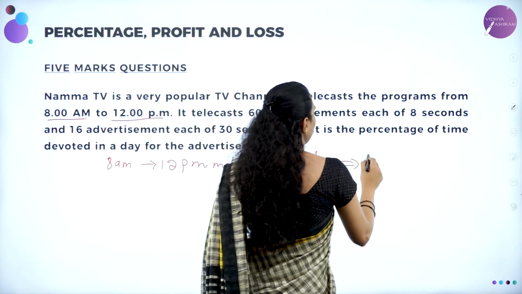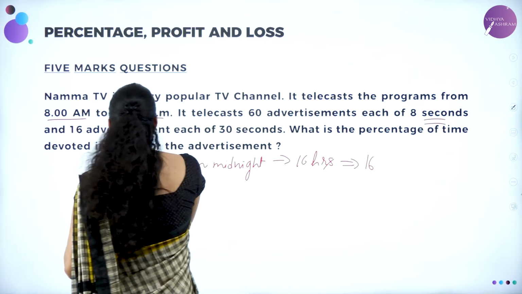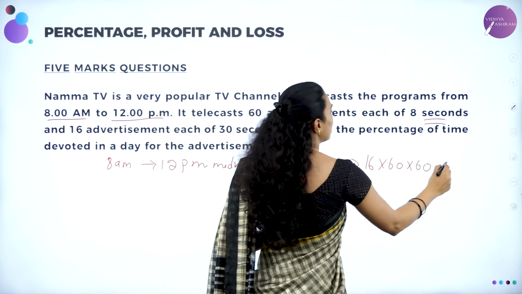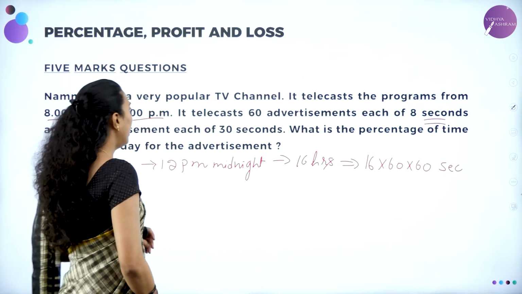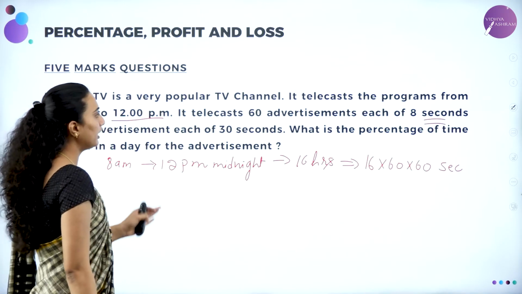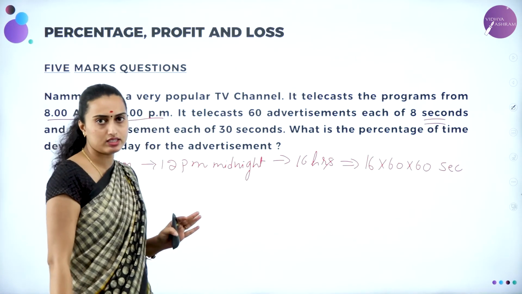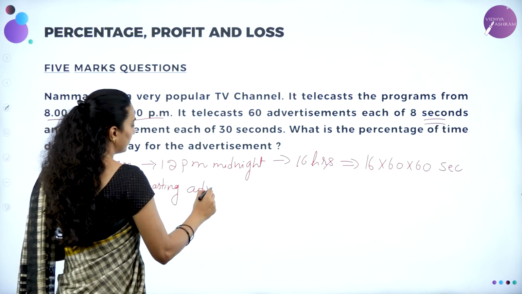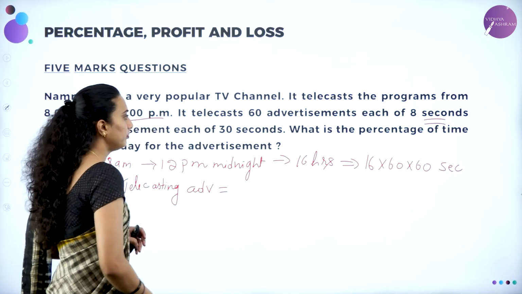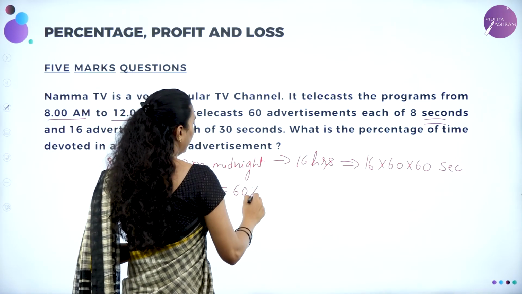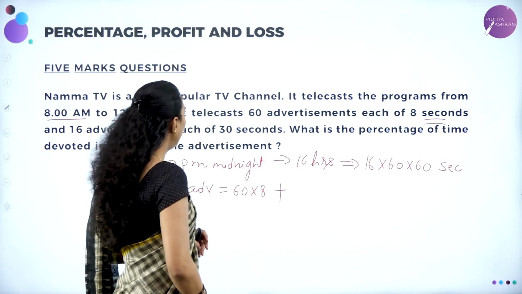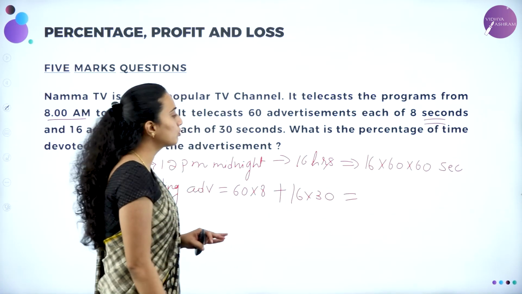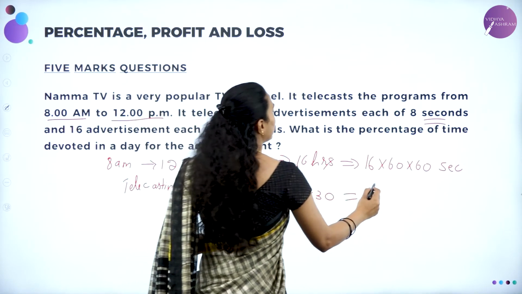The 16 hours can be converted into seconds, since they have given it already in seconds. So we need to convert it to seconds: 16 hours into 60 minutes into 60 seconds, right? Therefore here they have given it as 60 advertisements each of 8 seconds. So the telecasting of advertisement will be equal to 60 of 8 plus 16 of 30 seconds, which will be equal to the total of 960 seconds.